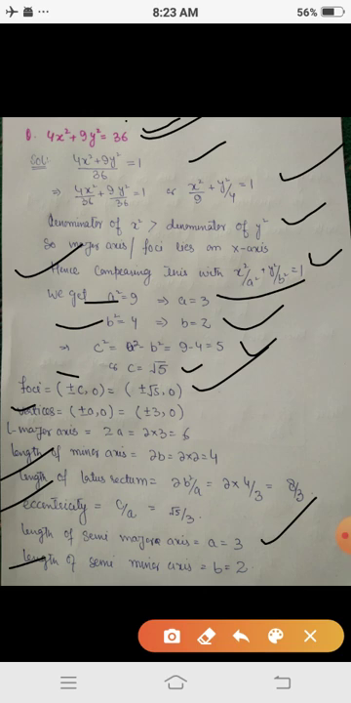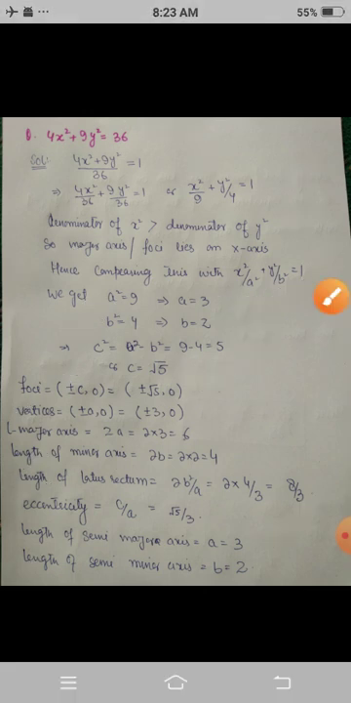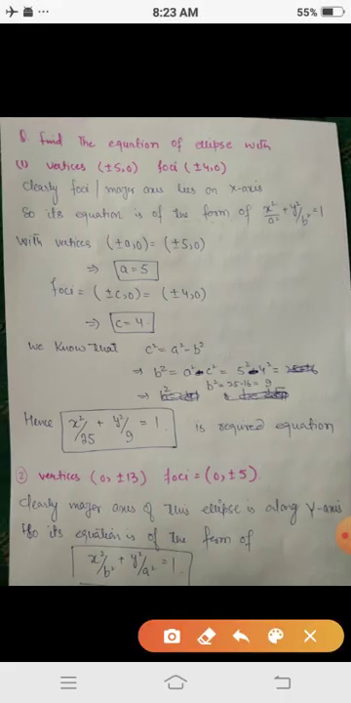So in this way we can find the vertices, coordinates of the foci, eccentricity, and length of the latus rectum of any ellipse. And the second question is to find the equation of an ellipse when the conditions are given, like when the vertices are plus minus 5, 0 and the foci are plus minus 4, 0. We have to find the equation of this ellipse.